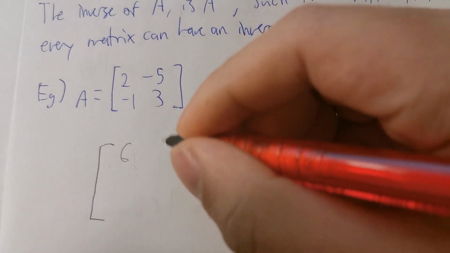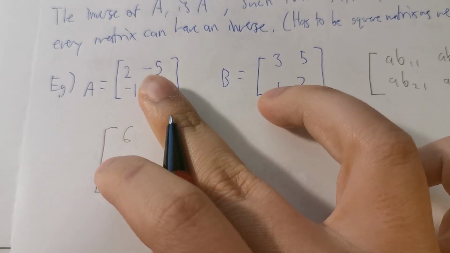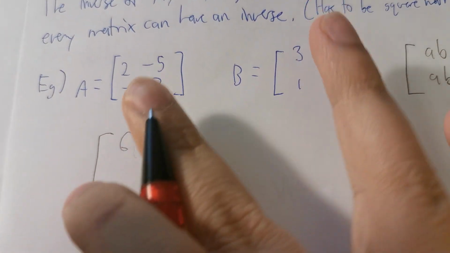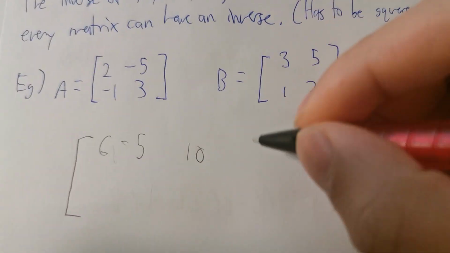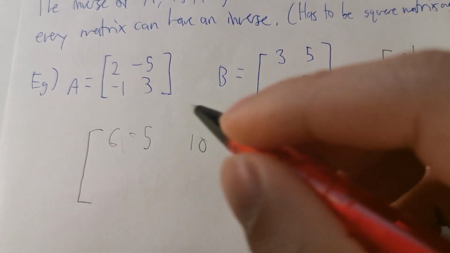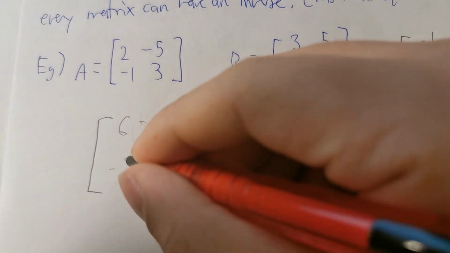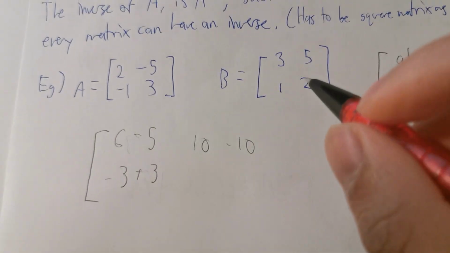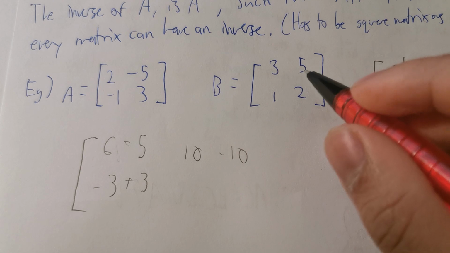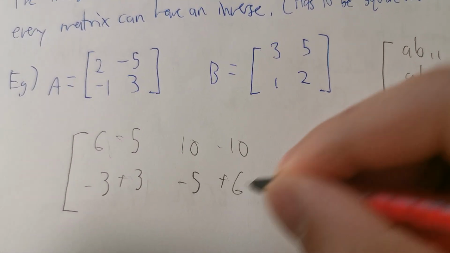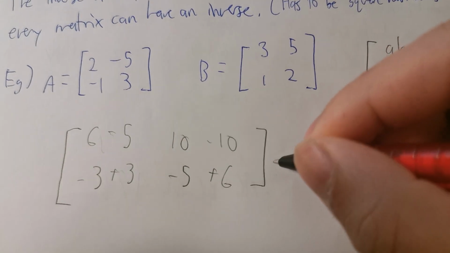5 times negative, wait, I think I'm doing it wrong. 5, it's the same thing. 1 times negative 5, that's minus 5, right? And then I move to this, so that's 2 times 5, that's 10, minus 10. Go to the other side, that is minus 3 plus 3. Go to the other side, that is minus 5 plus 6. And as you can see, that just turns into 1.